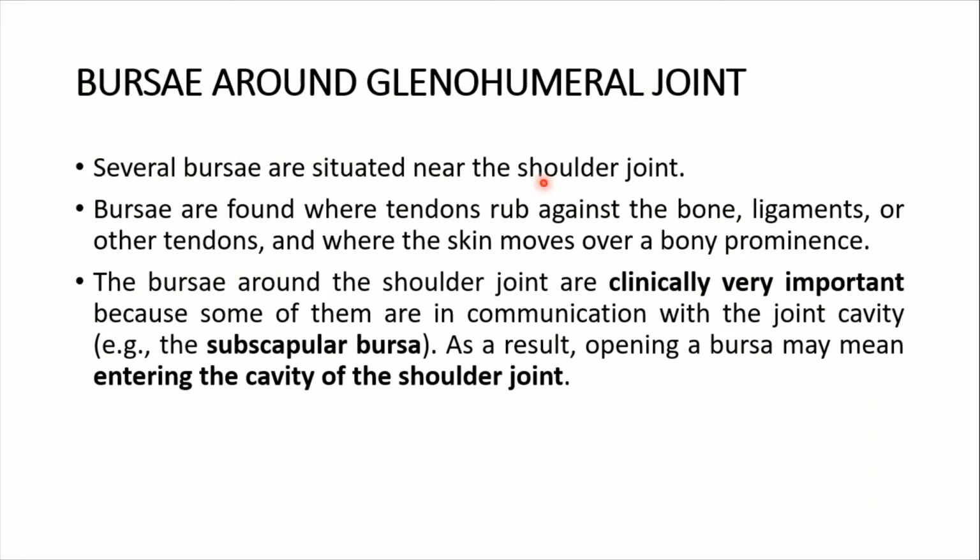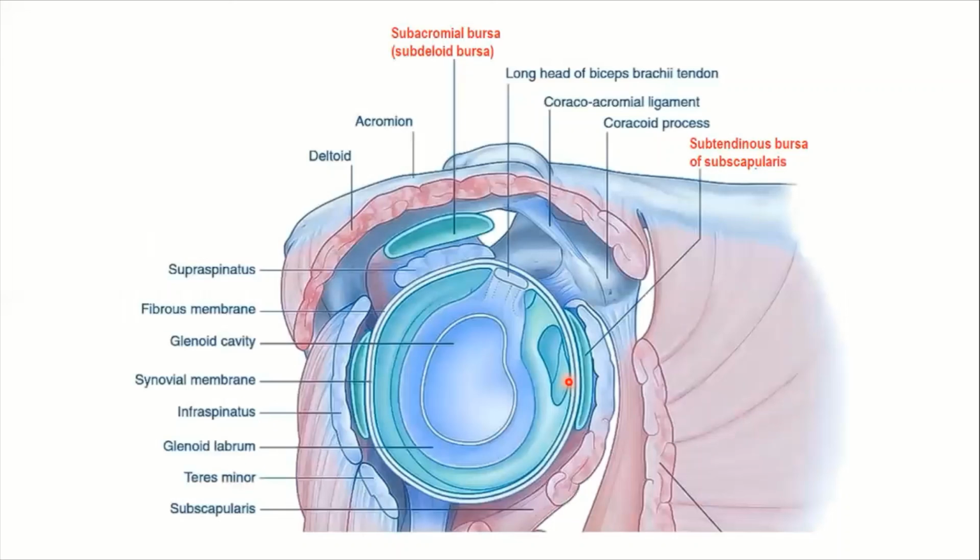Several bursae are situated near the shoulder joint. Bursae are found where tendons rub against the bone, ligaments or other tendons, and where the skin moves over a bony prominence. The bursae around the shoulder joint are clinically very important. Why? Some of them are in communication with the joint cavity, for example, the subscapular bursa. As a result, if such a bursa is opened, it means entering the cavity of the shoulder joint.